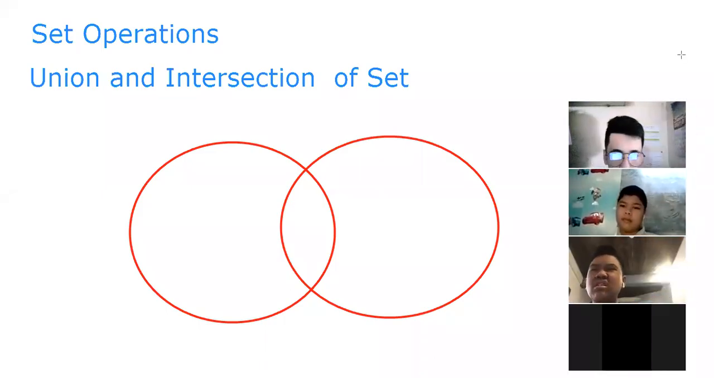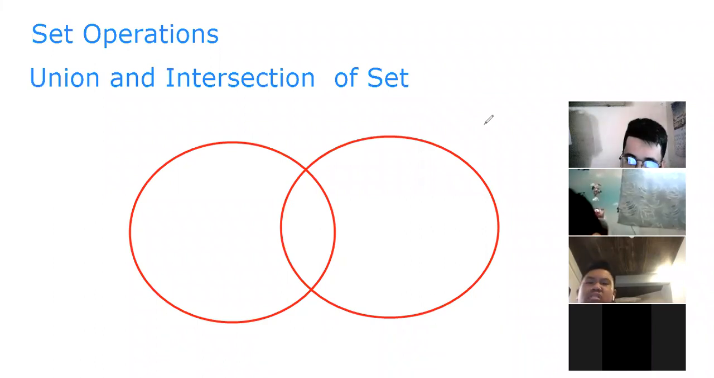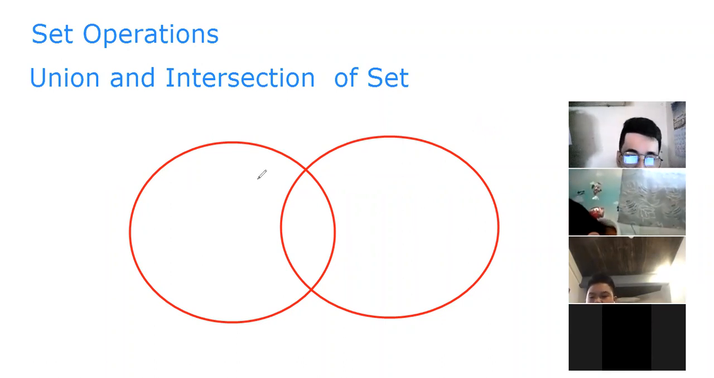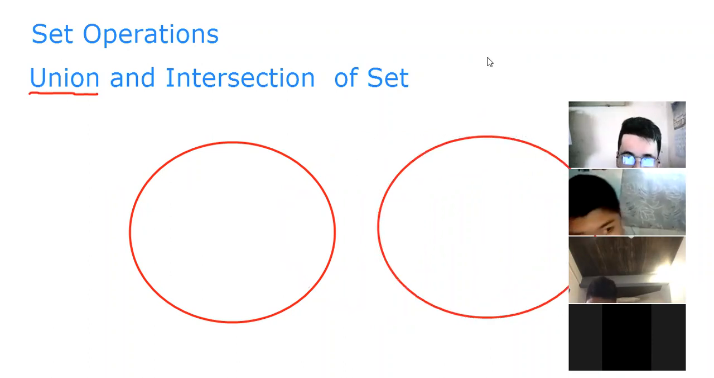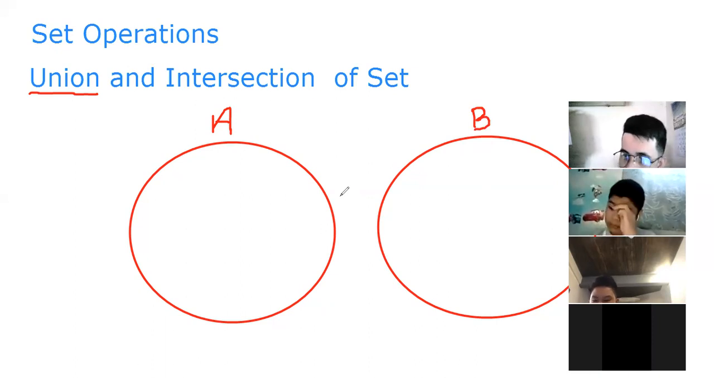So we have the set operation, and we go first to the union and intersection of sets. When we say union, pinagsama lang natin yung set, or we're going to combine the elements of the two sets. Okay? Union. So when we say union, we're going to combine all of the elements of the two sets. For example, we have here two sets, which are the set A and the set B. So we have here two sets, the group A and the group B.